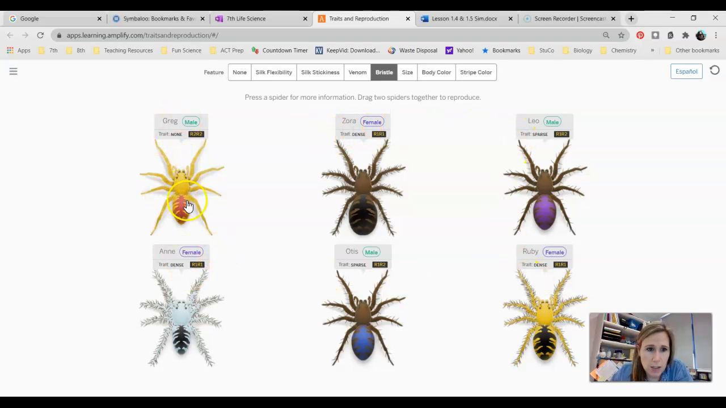So 3 variations there. So no bristles on their legs. Really dense. I mean, they got some hairy legs.